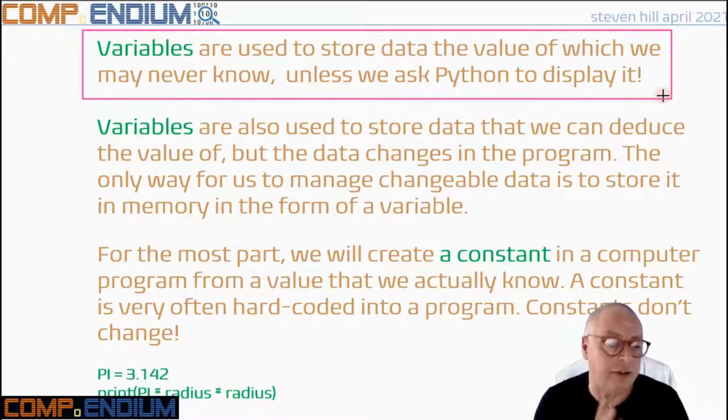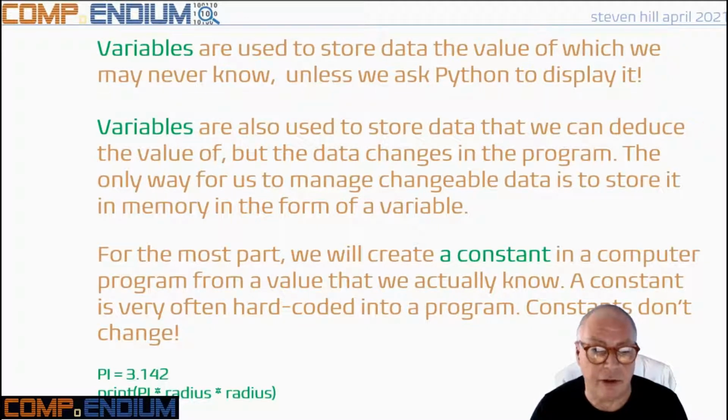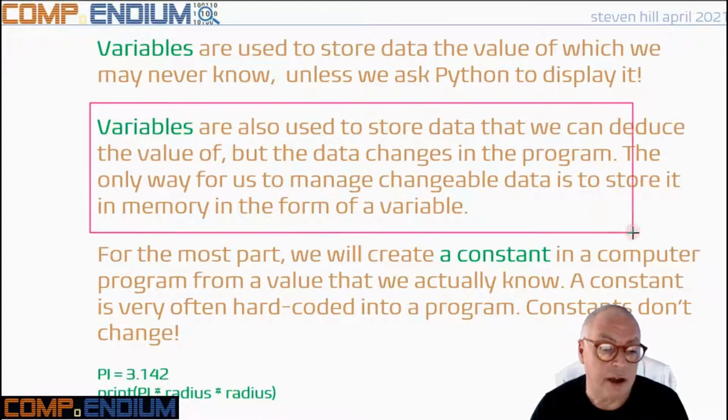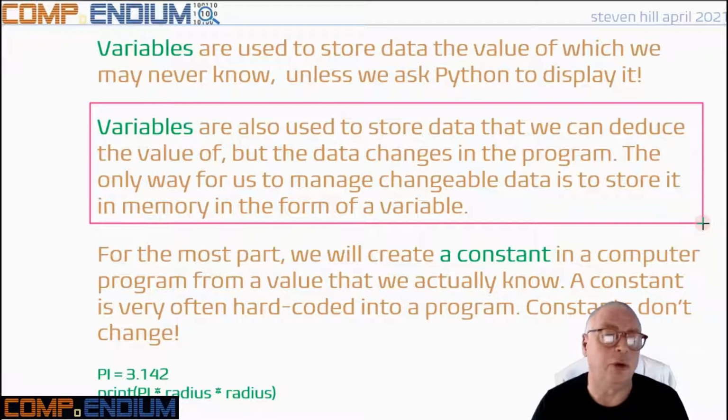So what we're going to do in the next demo is focus a little bit on this bit here, which is to say variables can be used to store data where we do know what the value of the data is, or we can deduce it from the algorithm that our computer program is based upon, but it is simply not practical for us to use literal values. We need Python, or whatever programming language we're using, to do the hard work for us. And the way that programming languages typically do the hard work for us is to manage data that it stores in memory. We're going to see an example of this in the next demo.